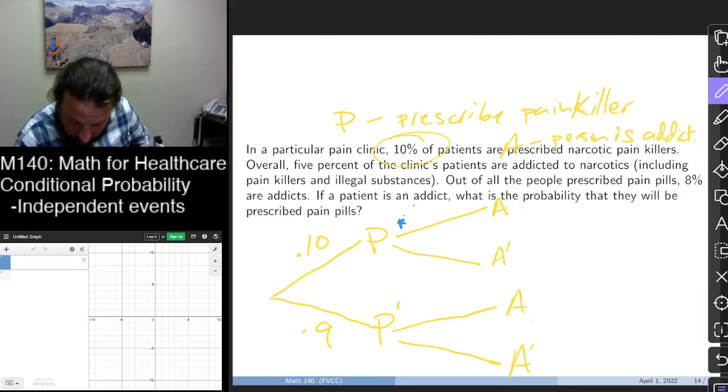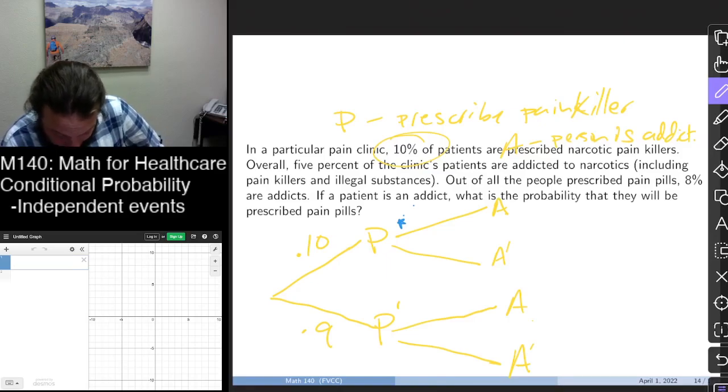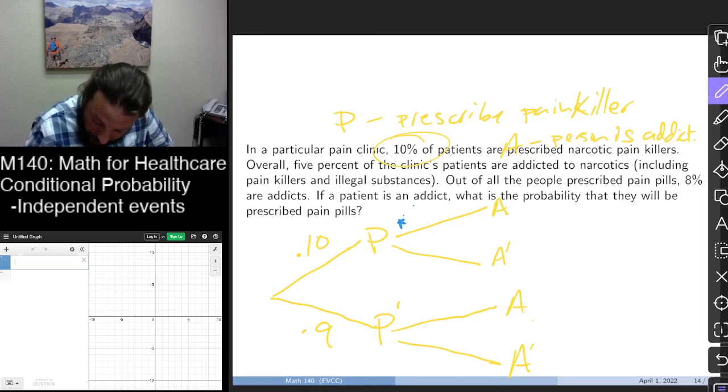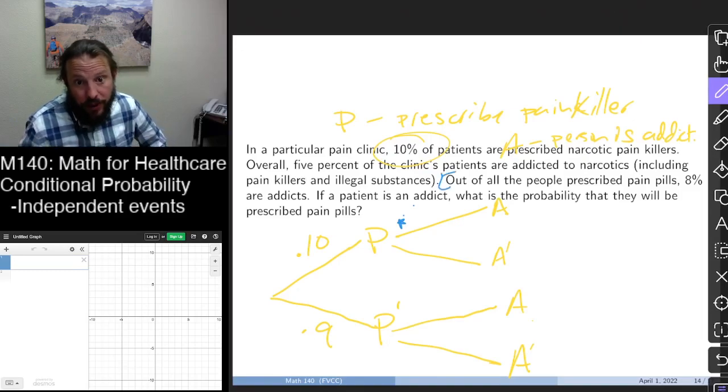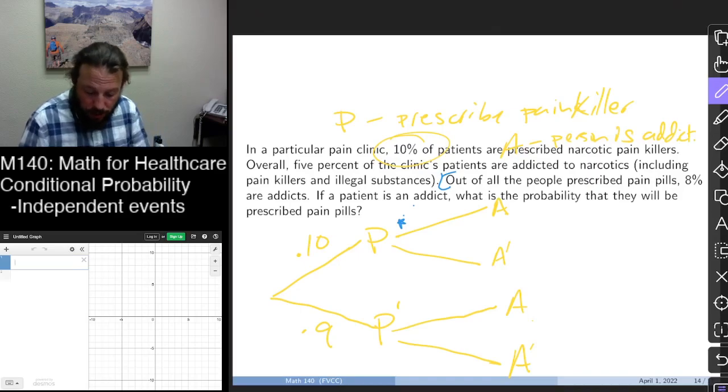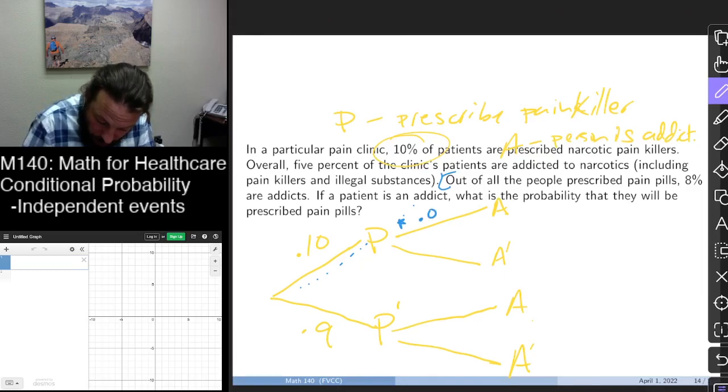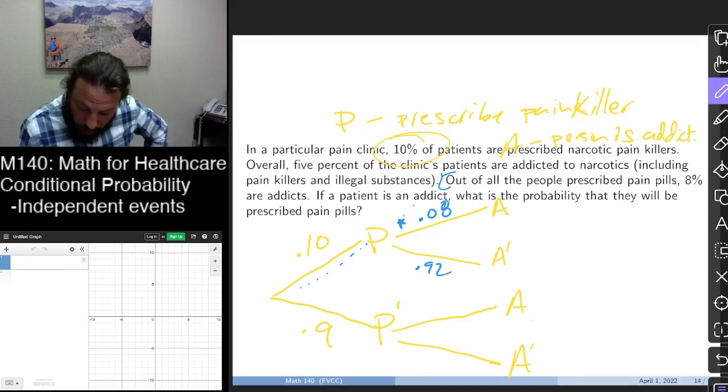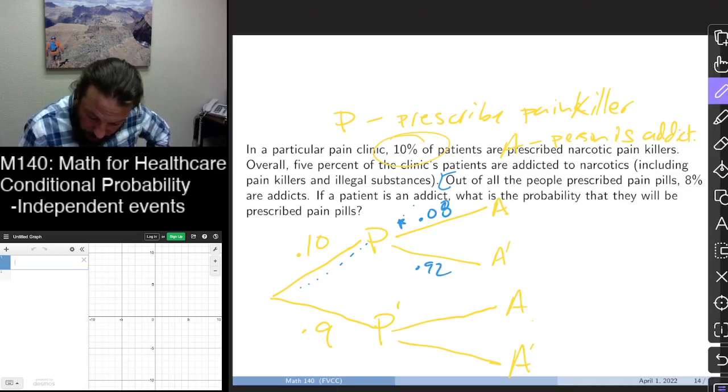In other words, what's the probability a person is an addict if they were prescribed pain pills? Another way of saying that, and this is where it's tricky: out of all the people prescribed painkillers, picture walking all the way to P, because I know that you're prescribed a pain pill. 8%, so 0.08 addict, and this is 0.92. Now notice, I don't think we're given this or this.